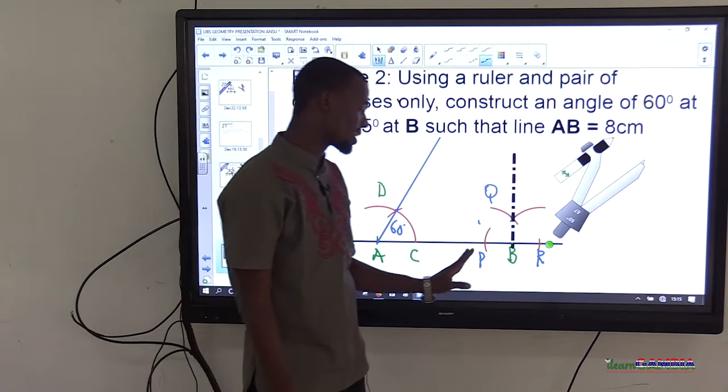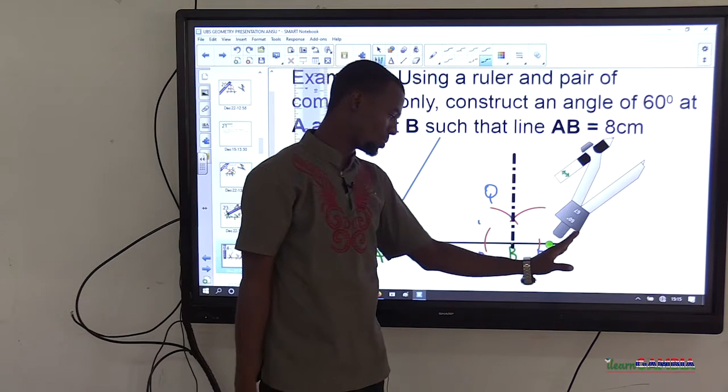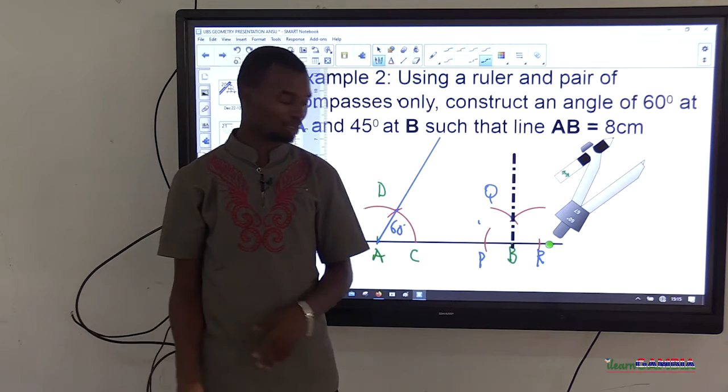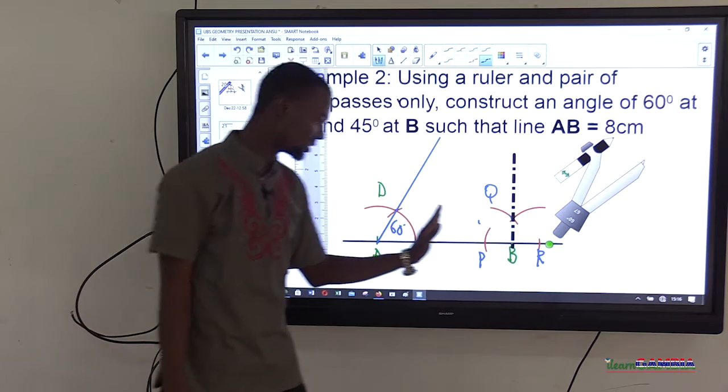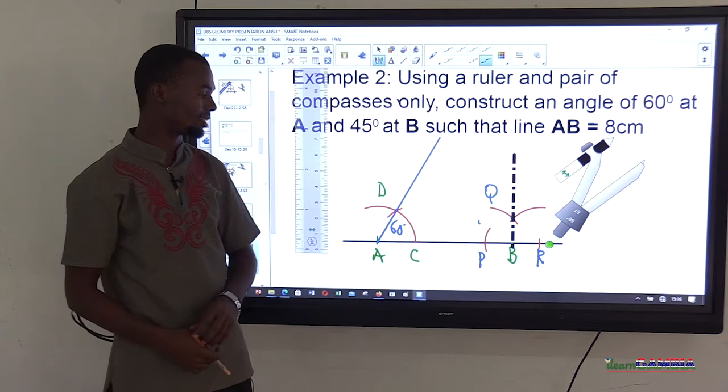Now we construct 45. We bisect the 90 this way or this other way, any of the way. So I bisected 60 degrees this side. Now I'll bisect the 90 degrees at the other side.